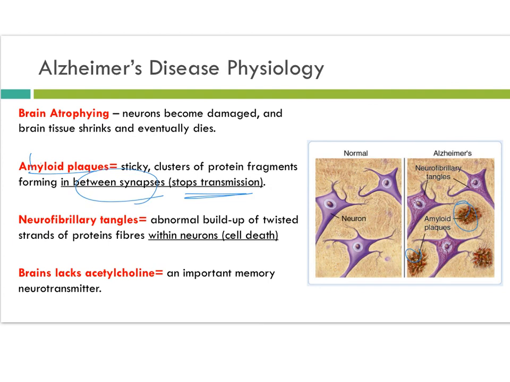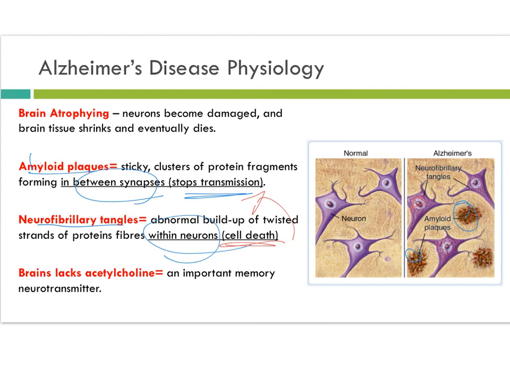The other thing that changes is our neurofibrillary tangles. They are twisted strands of protein within the neuron. You can see them in the neuron here. What they cause is cell death. Via the cell death, that is also leading to a loss of transmission. So again, both of those things are interrupting the message of the neural circuits.